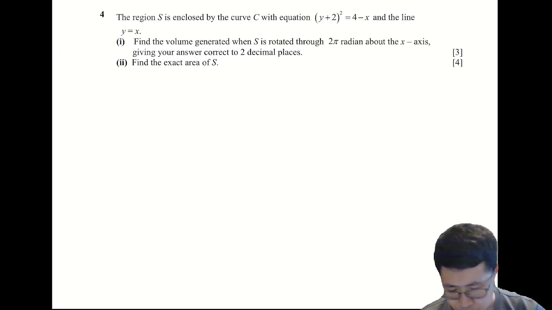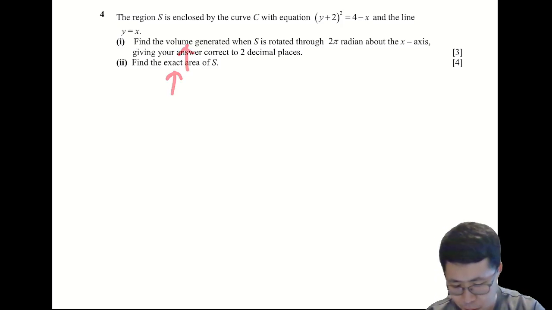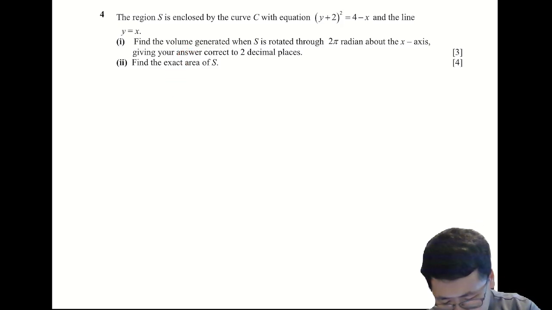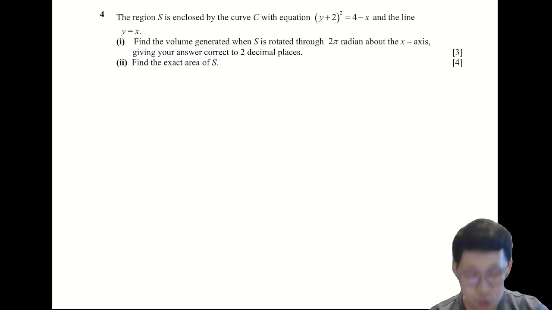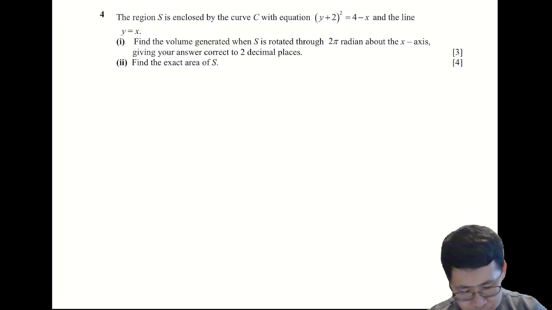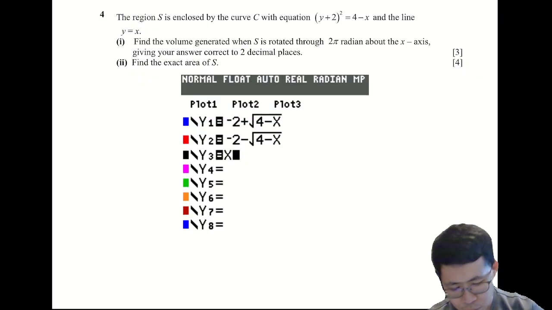Okay, so let's look at question 4. This one over here would be a volume and area problem. Whenever we see questions like this, it is important for us to get a visual of what's going on. So what I want to recommend is first to put this in your GC first.